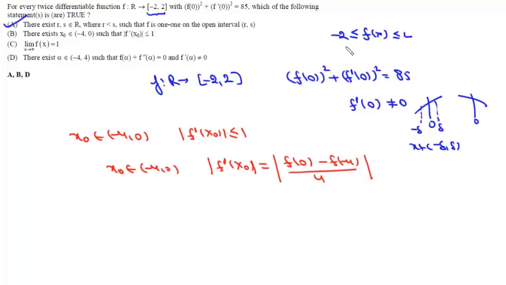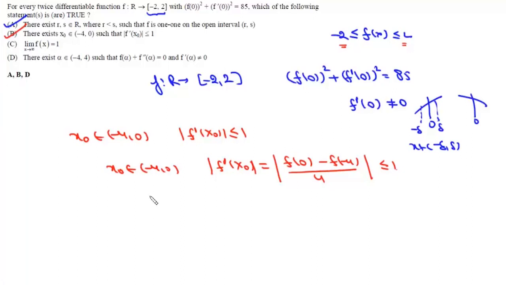Now we know that the minimum value of f(x) is -2 and the maximum value is +2. So the maximum value of |f(0) - f(-4)| will be 4. So it will always be less than or equal to 1. That means statement B is also correct.